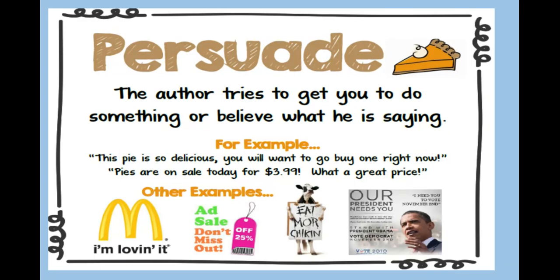First is to persuade. When an author is trying to persuade you, the author tries to get you to do something or believe what they are saying. For example, they might say, "This pie is so delicious. You will want to go buy one right now. Pies are on sale today for $3.99. What a great price." The author of that ad is trying to convince you to go out and buy a pie. They're telling you that you should go to the store and buy a pie.